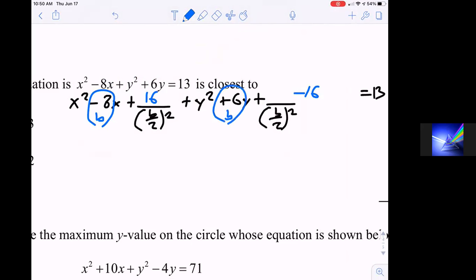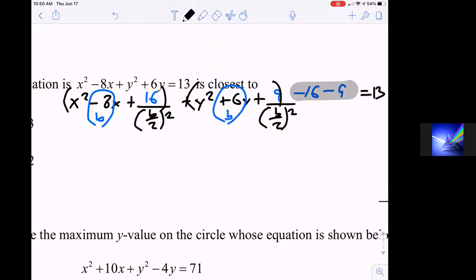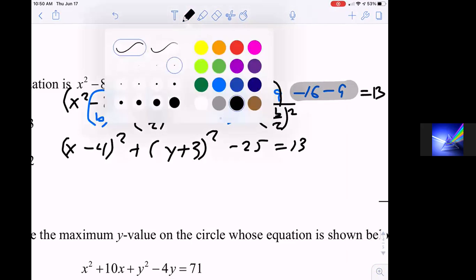Your b term over here would be 6. Half of that is 3. Square that, we get 9. So let's go ahead and subtract those numbers. Let's go ahead and group these. And we get (x minus 4) quantity squared plus (y plus 3) quantity squared minus 25 equals 13.